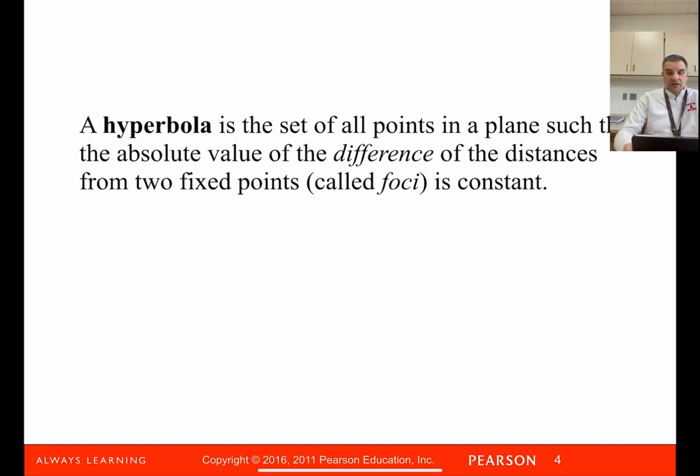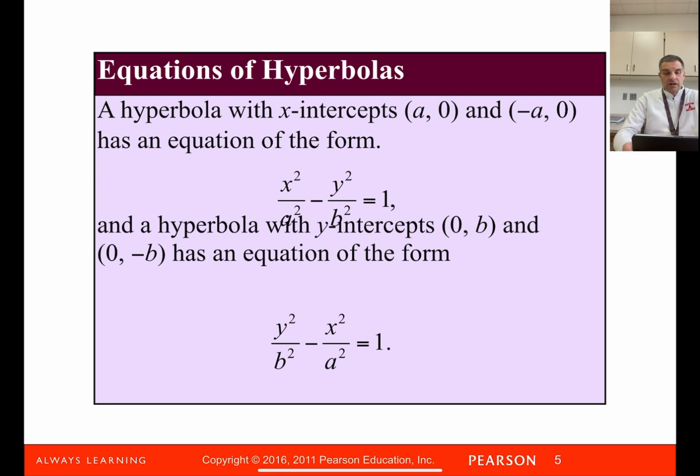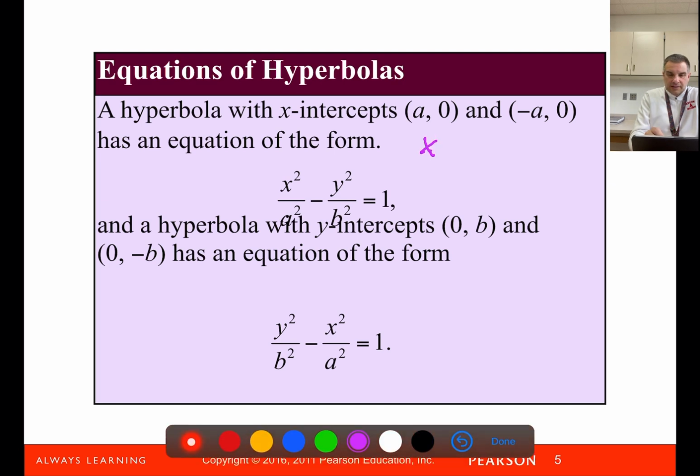A hyperbola is a set of all points in a plane such that the absolute value of the difference of the distances is a constant, called the focus constant. So here are our standard forms for a hyperbola. You need to get these into your notes, but we're going to change it up a little bit just like we did before. There are two different forms you can have. You can have (x minus h) squared over a squared minus (y minus k) squared over b squared equals 1.